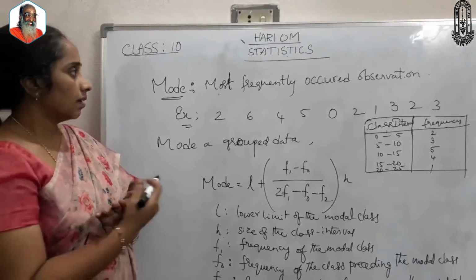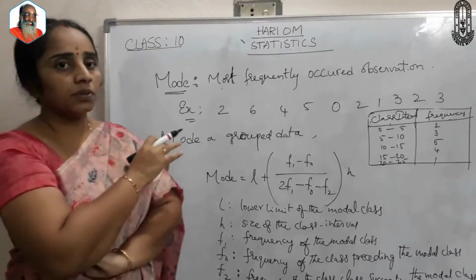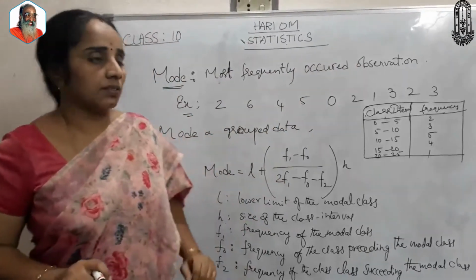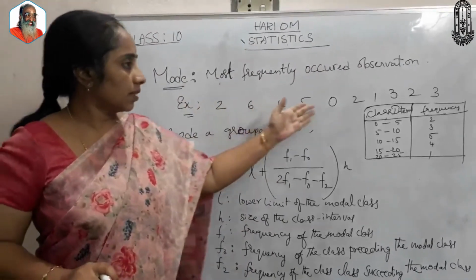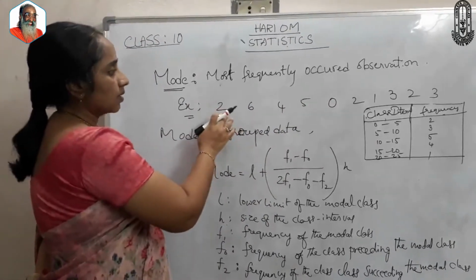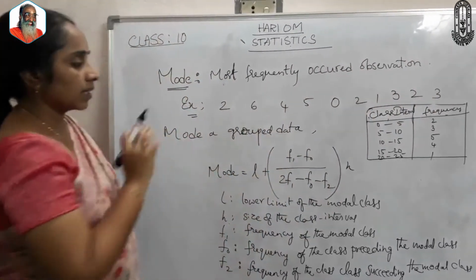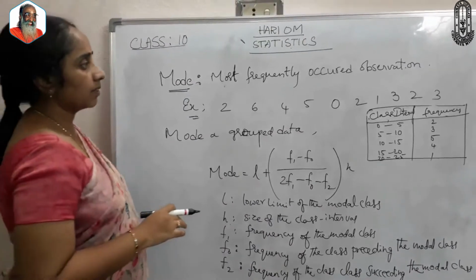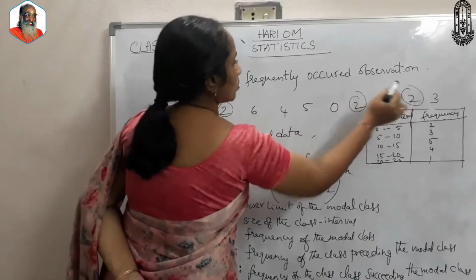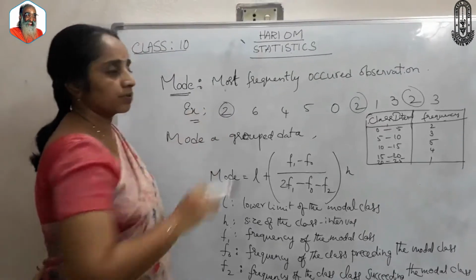Mode of an ungrouped data. See, first, the mode definition is the most frequently occurred observation. Here I have the wickets taken by some bowlers, 10 bowlers: 2, 6, 4, 5, 0, 2, 1, 3, 2, 3. Here the most frequently occurred number is 2. So the mode of this data is 2.